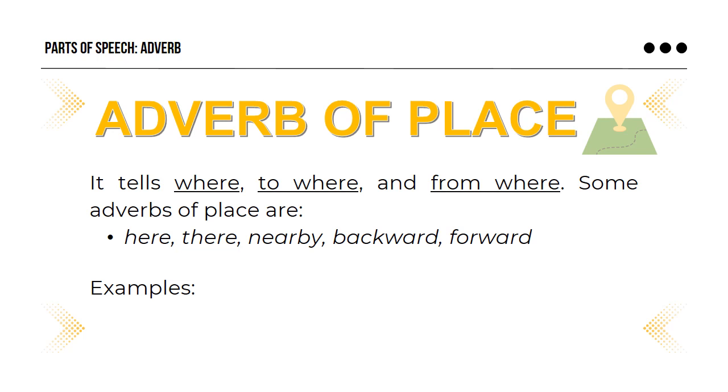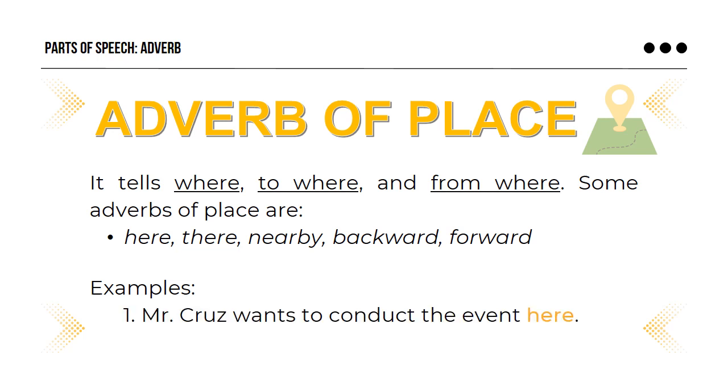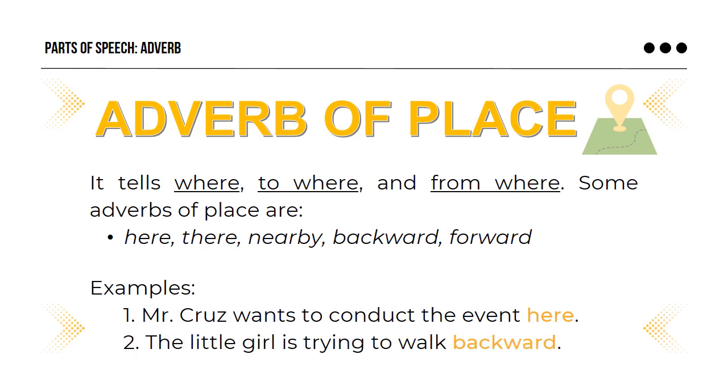Next we have the adverb of place. It tells where, to where, and from where. Some adverbs of place are here, there, nearby, backward, and forward. When you use it in a sentence, it becomes, Mr. Cruz wants to conduct the event here. The little girl is trying to walk backward.